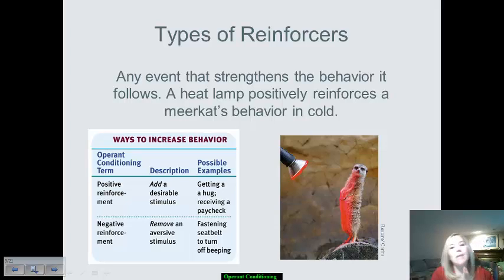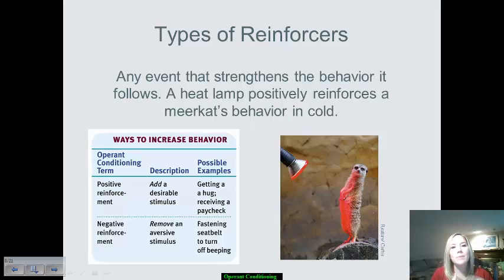So now we need to talk types of reinforcers. I'll be very honest and say that the more that you can come up with examples of these scenarios in everyday daily functioning, the better you're going to be able to pick them out when they're presented to you on a test. And I'll definitely do my best to give you some examples of these things.